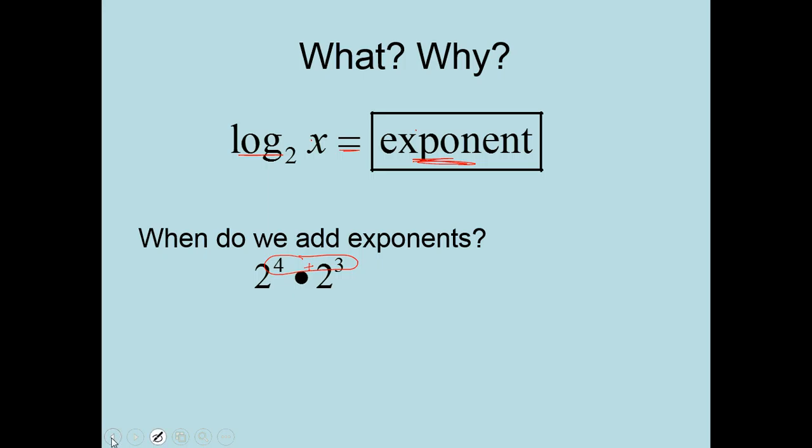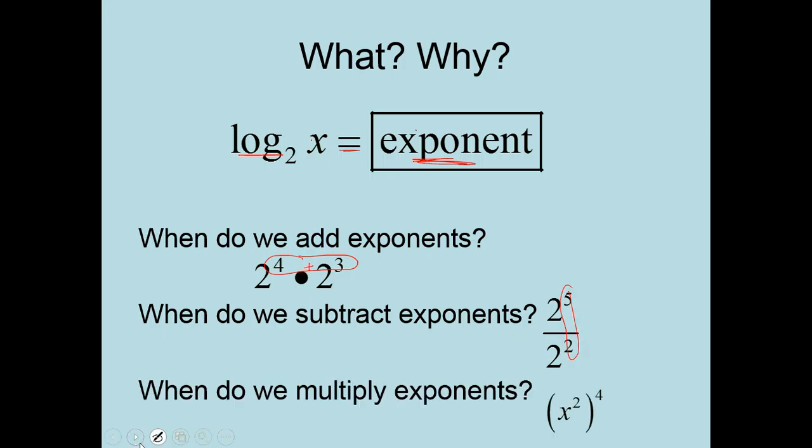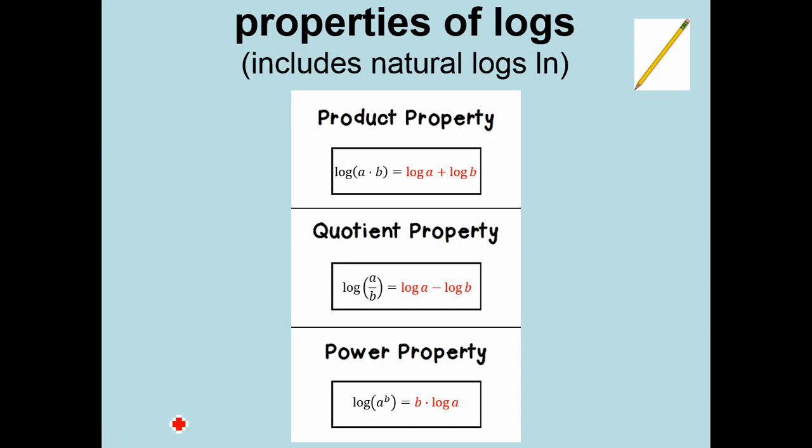So when did we add the logs? When things were being multiplied. When do we subtract exponents? When things were being divided. So we would subtract the exponents right here. And when do we multiply exponents? When we had powers onto powers. So it follows that all of these properties come from that. When we have multiplication, we added the exponents. We're going to add the logs. When we have division, we subtracted the exponents. So we're going to subtract the logs. Those properties tie into our log properties because logs are the inverse of the exponents, okay?